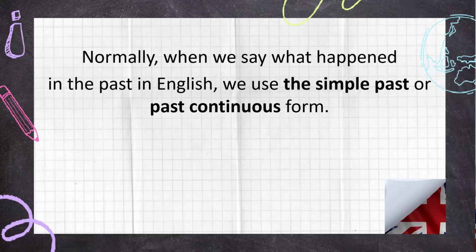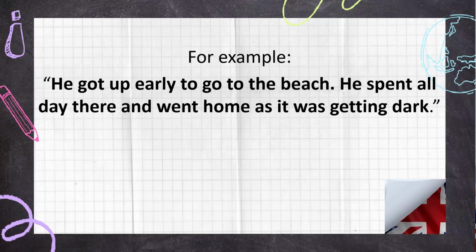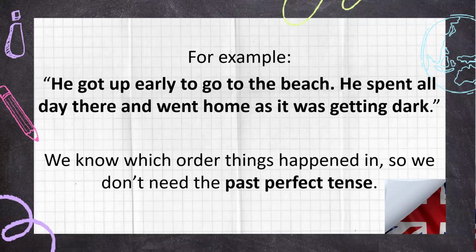Normally, when we say what happened in the past in English, we use the simple past or past continuous form. For example, he got up early to go to the beach. He spent all day there and went home as it was getting dark. We know which order things happened in, so we don't need the past perfect tense.